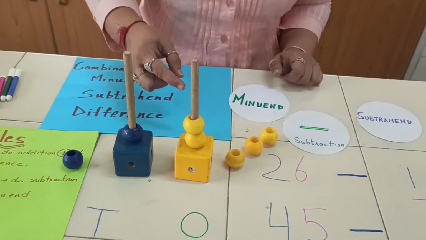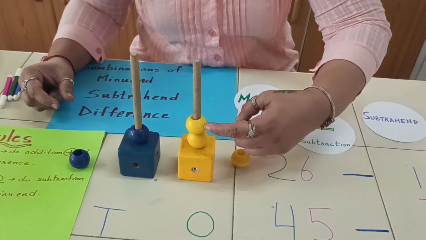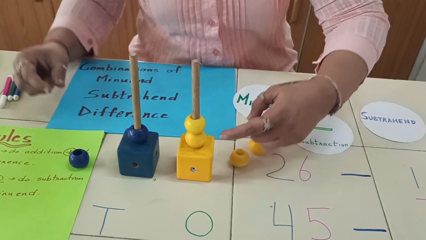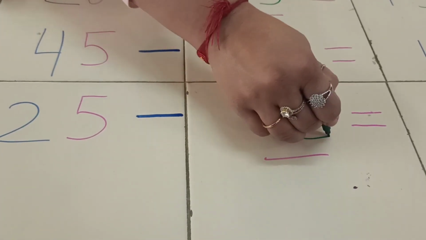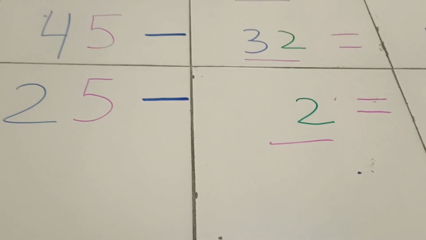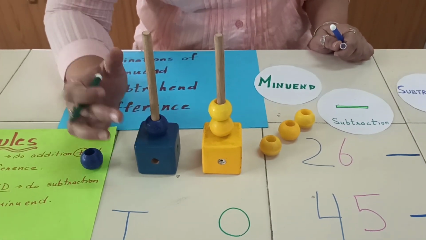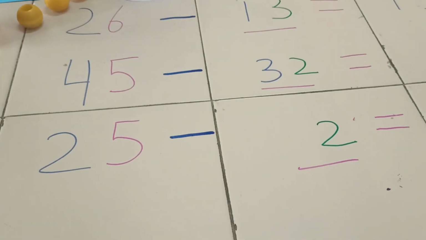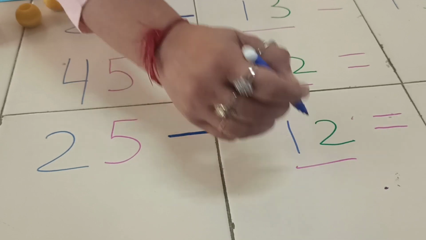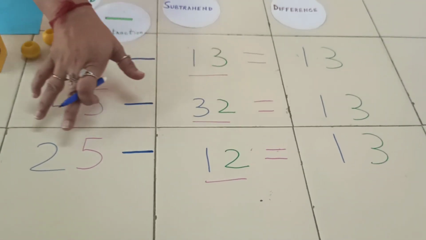Now I'm going to count the remaining leftover beads in the abacus. 1 and 2 in ones place. So I'll write that answer 2. Now I'll count beads of tens. 1. So I am left with 1 here. I'll use blue. So 12 is my subtrahend in this combination.